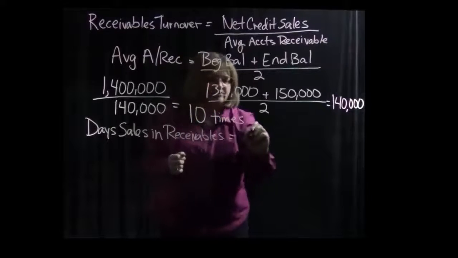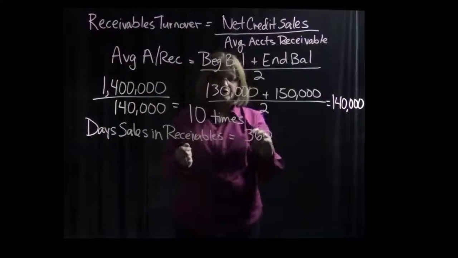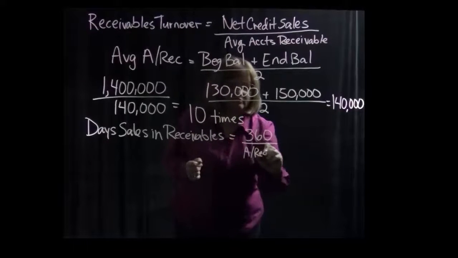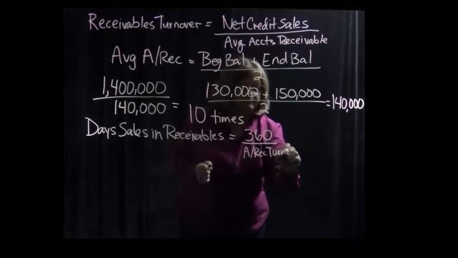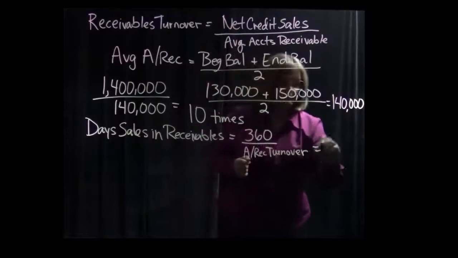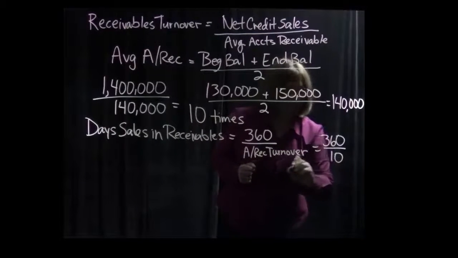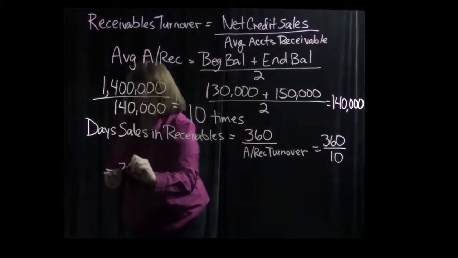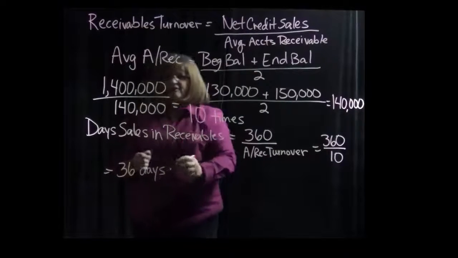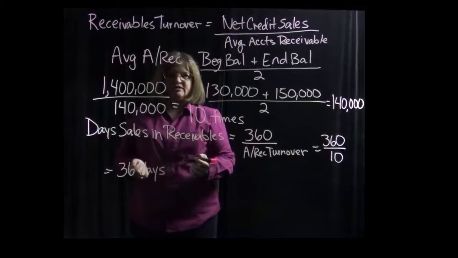The calculation, or the formula for that, is 360 if we're doing it for a year, divided by the receivables turnover ratio. In this case then, it's 360 divided by 10, which equals 36 days. So on average it takes about 36 days to collect a customer's accounts receivable.